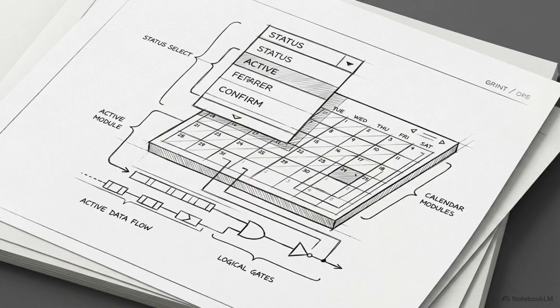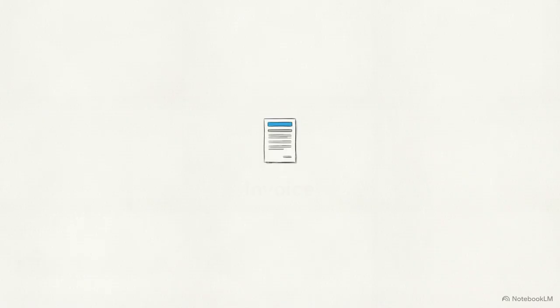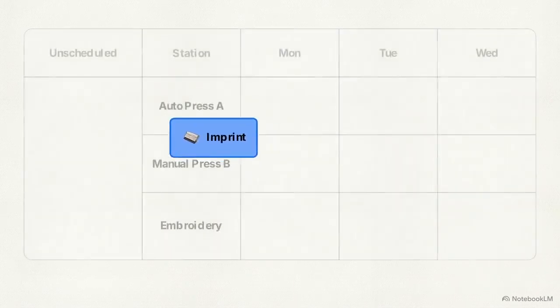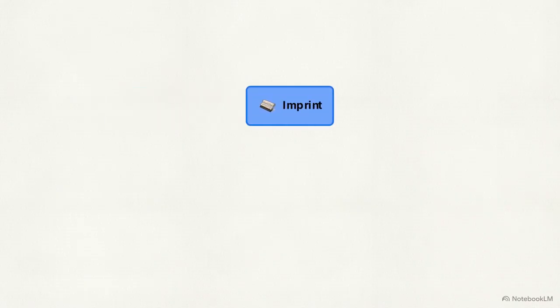This pushes the job directly into the Power Scheduler. Here is the critical rule for capacity planning. The Power Scheduler doesn't schedule the entire invoice. It schedules the imprint. You drag that unassigned imprint onto a specific station, representing your physical machine, assign a date, and input the estimated runtime.